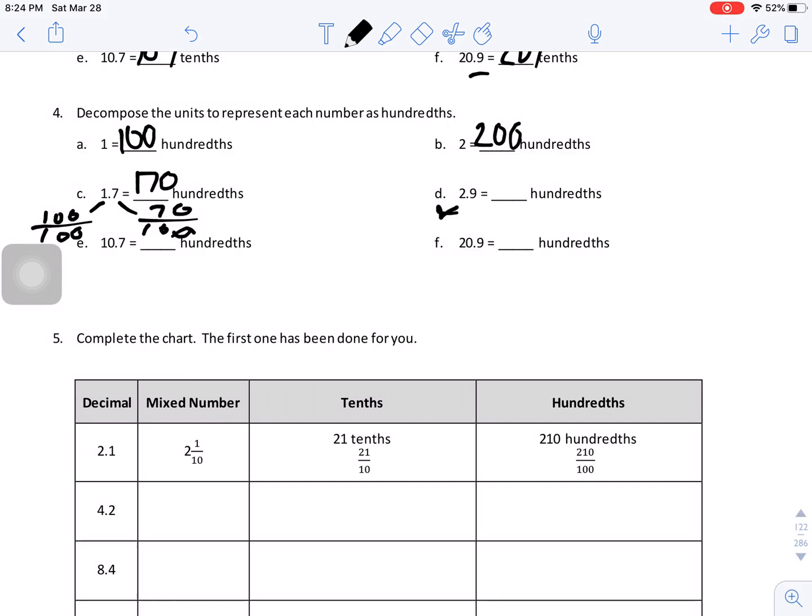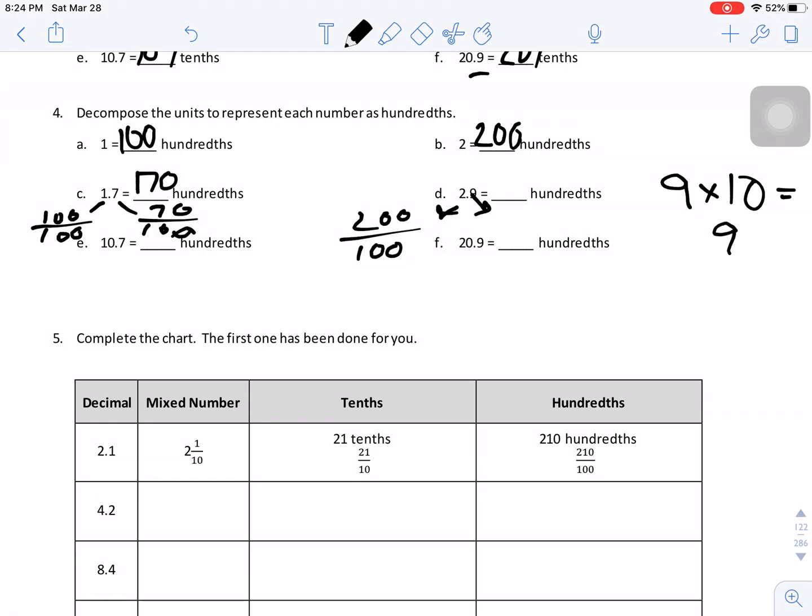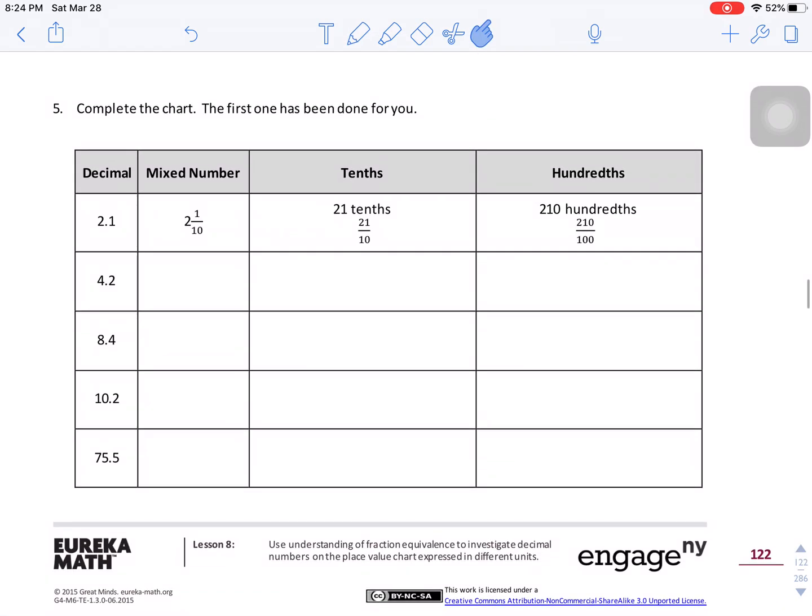The 2 wholes we said up here are 200 hundredths, and the 9 tenths, remember the 9, I would break into 10 each because then that would give me hundredths, that would be 90. So those are 90 hundredths. I'm going to add the 200 and the 90, and that would be 290 hundredths. And the pattern will continue. Down at the bottom, you are just turning them all from decimals to the mixed number to the tenths to the hundredths. You can use any strategy you would like.